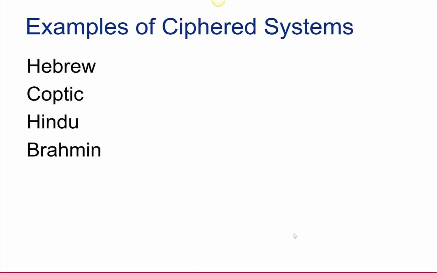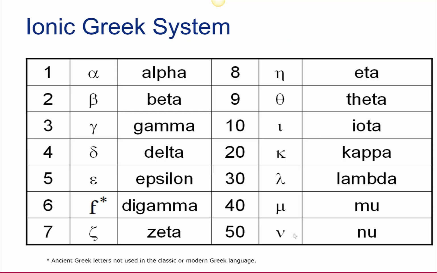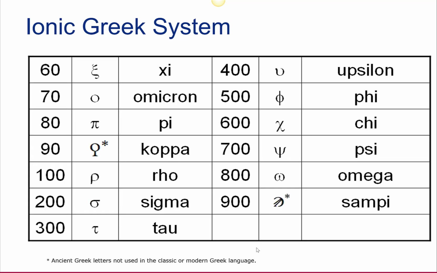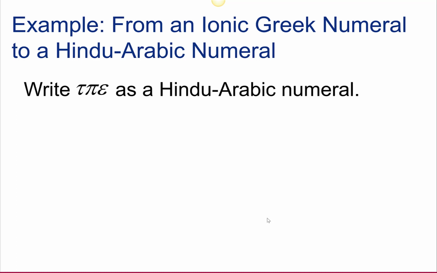Examples of ciphered systems are listed here. And here's the Greek. Now remember, we said there's going to be a lot of symbols. And so here we see 1 to 10, and then we have multiples up through 100, and then multiples up through 1,000, and then up to 900 actually. Beyond that, we're going to use the multiplicative feature with that iota to the left of the numeral to signify to multiply by 1,000.